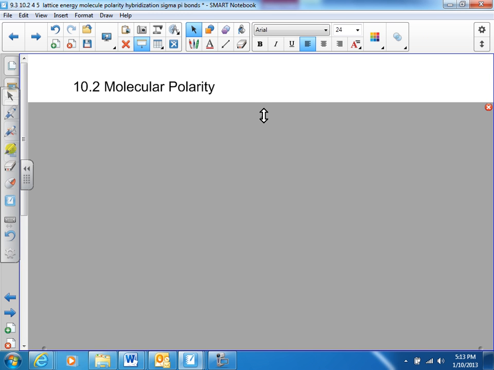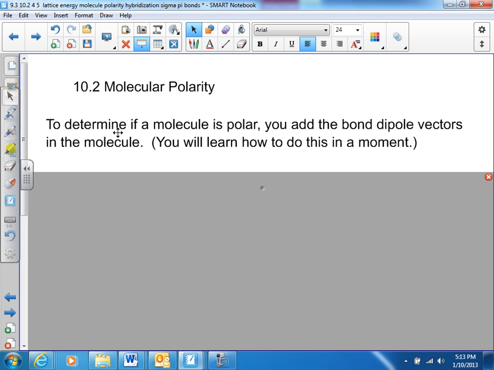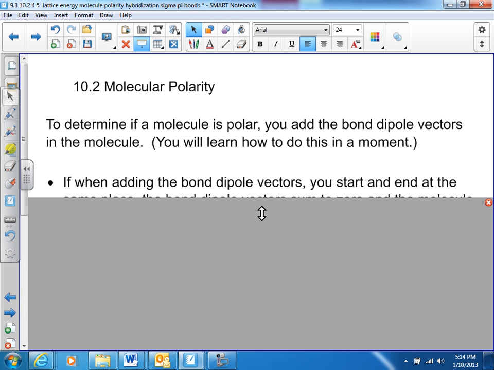Moving on, molecular polarity. So we learned a few classes ago how a bond can be polar, nonpolar, or ionic. So we can be polar covalent, nonpolar covalent, or ionic. For our polar bonds, we can add up what are called bond dipoles to find out if molecules are polar. So to determine if a molecule is polar, you add the bond dipole vectors in the molecule. Don't worry, I'm going to teach you how to do this. You do not need to write down. You will learn how to do this in a moment.